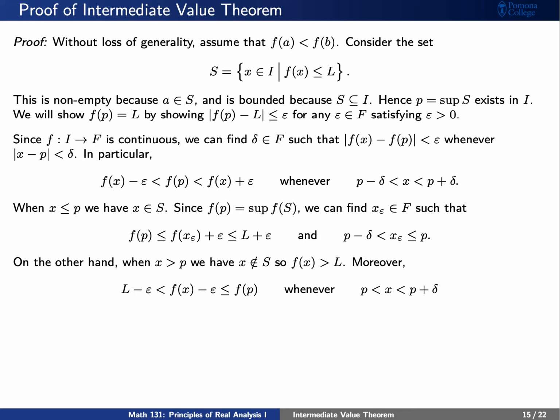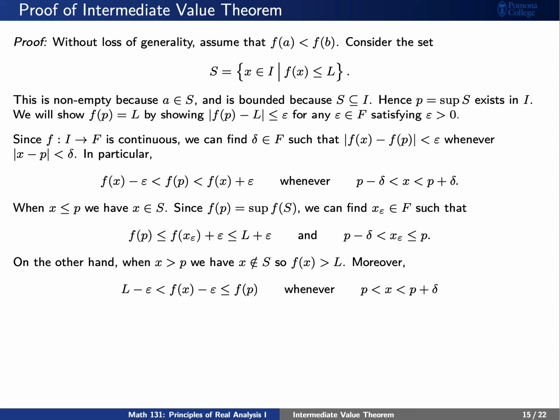Now let's consider the case where perhaps x is greater than p. In this case, because p is our least upper bound for the set S, we see that this x cannot be an element of S. So in particular, f of x must be greater than L. Recall that S was chosen to be the collection of all x such that f of x is less than or equal to L. So if x is not in S, then f of x cannot be less than or equal to L.